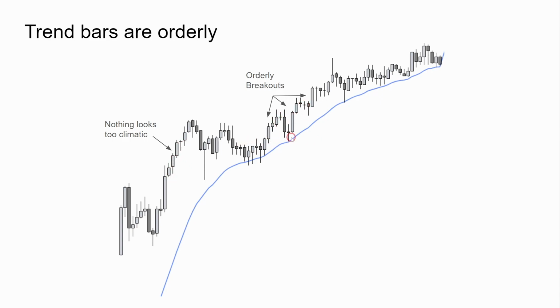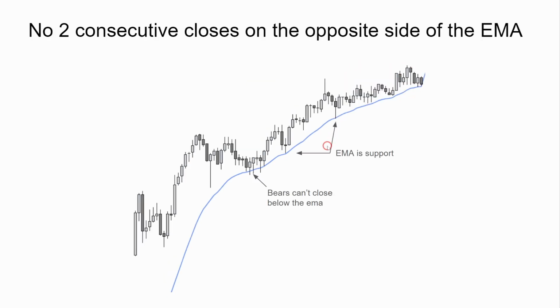Here we can see more spikes. These two bars can equal this bar, and that bar looks about the same as that bar, and so on. These bars look about the same. No two consecutive closes on the opposite side of the EMA. So bears can't close below the EMA. The EMA is acting as support. When they came into the EMA, bulls bought the average price. They've been trending for a while, so they want a chance to buy the average price, and it goes higher.